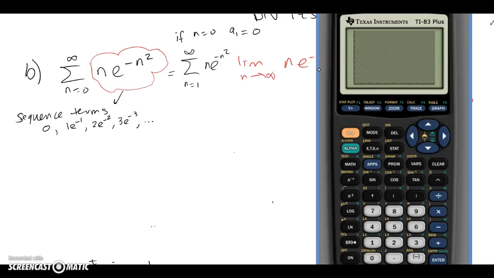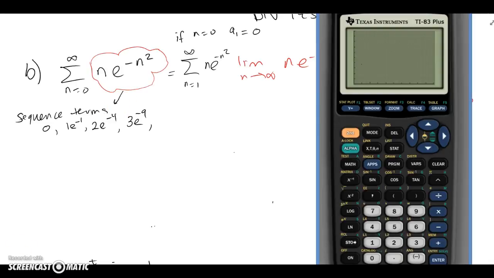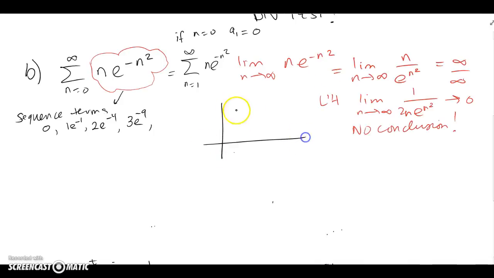The rest are so small. When n is 2, it should be 2e to the negative 4, and 3e to the negative 9, because I keep squaring my n values. So these terms of the sequence are so tiny that the TI had a hard time. I played around with the scale, but the point is that the actual terms of the sequence keep getting lower and lower, and we showed that because the terms of the sequence go to 0. Therefore, there's a chance that this thing may converge.